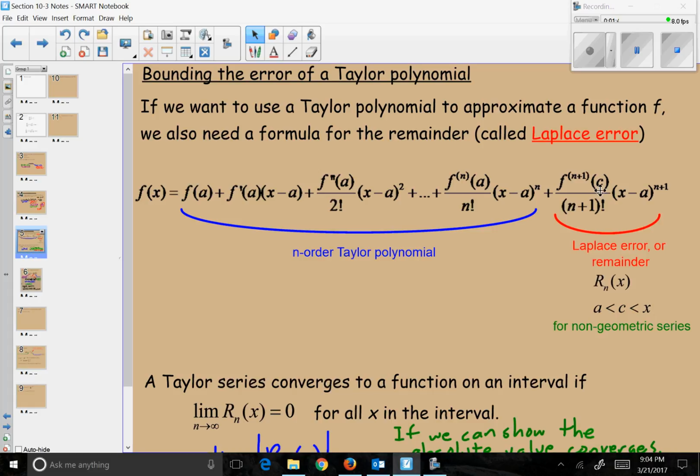The one thing to note here is instead of using the center to plug into that n plus first derivative, we're using some value c that's between the center and the x that we're interested in. And as we do an example, that c will make a little bit more sense. So to bound the error of a Taylor polynomial, we want to focus on the n plus first term of our Taylor polynomial. In other words, what the next term would be.